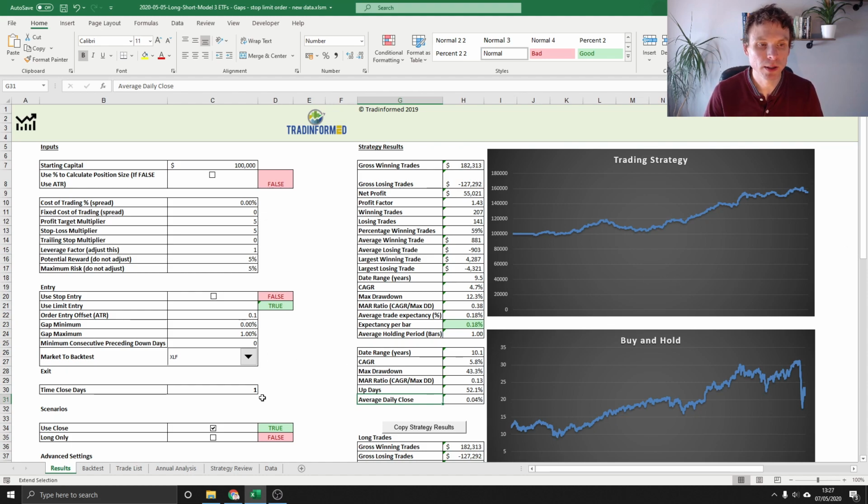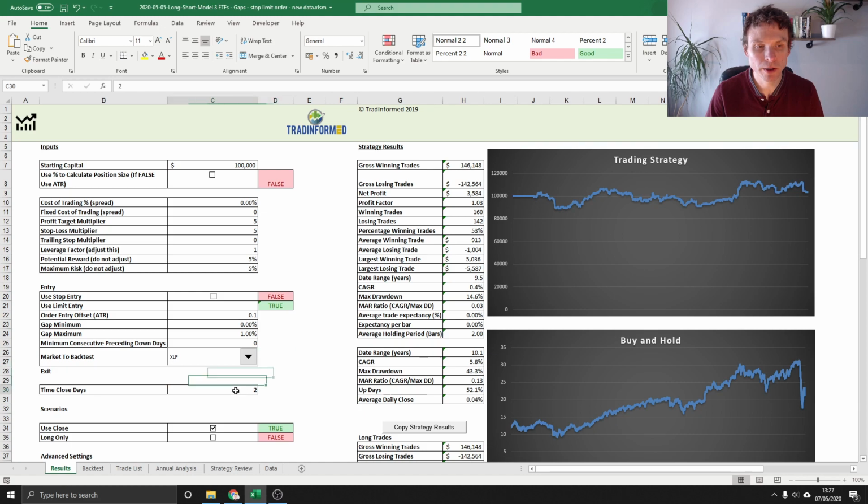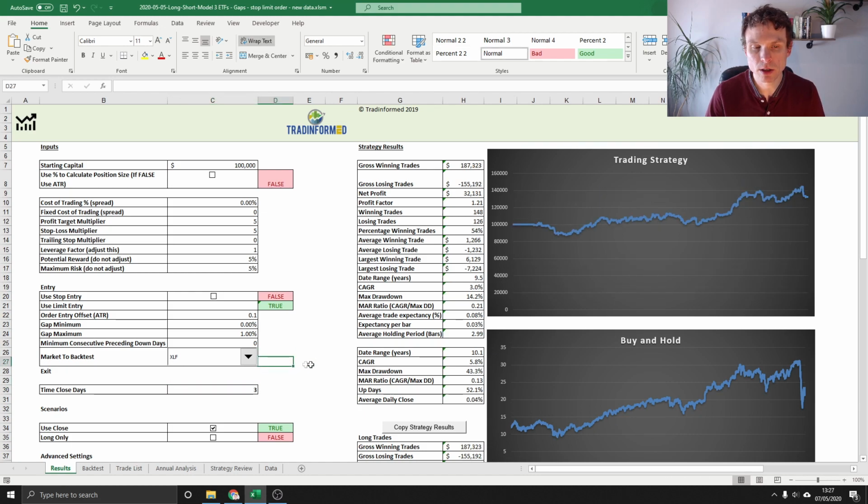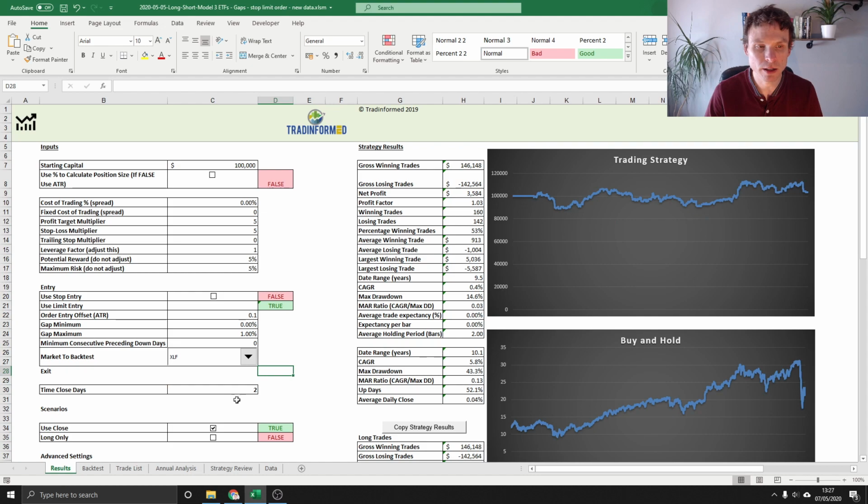So if we have a look at the XLF, we've seen this before on the limit order. If we increase the number of days holding period, we can see the edge disappears almost entirely and becomes negative. So that is a result that we need to be aware of, possibly even be looking at short, considering how quickly the edge disintegrates.